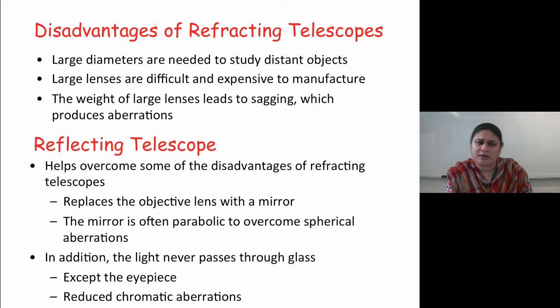Reflecting telescopes help overcome some of the disadvantages of a refracting telescope. It replaces the objective lens with a mirror. The mirror is often parabolic to overcome spherical aberration. Light never passes through any glass, so we don't have to worry too much about the glass. And now light doesn't really pass through the eyepiece either. It usually goes through cameras or computers, so it reduces chromatic aberrations.